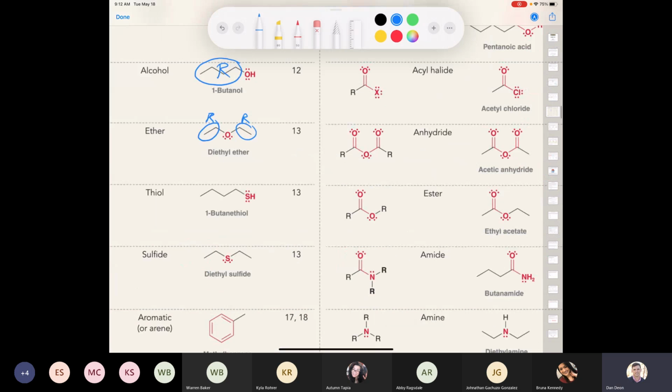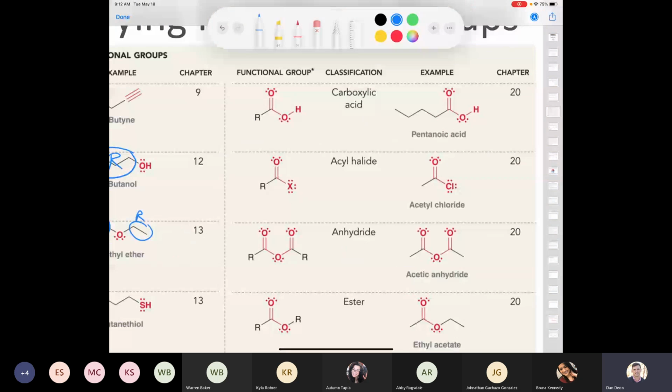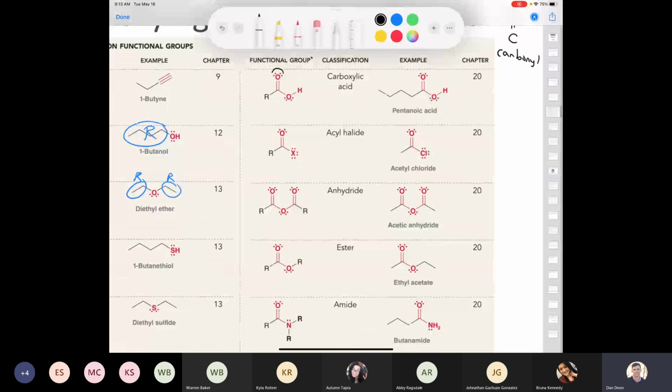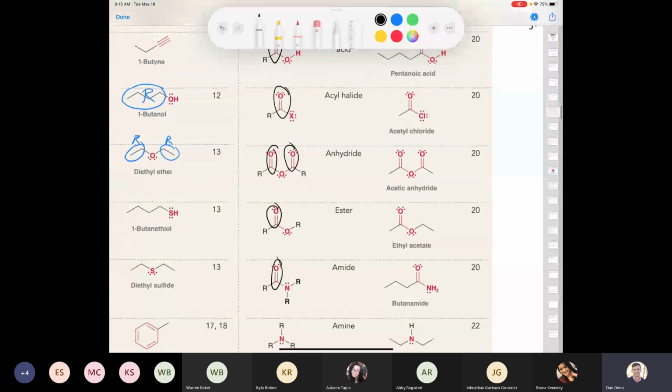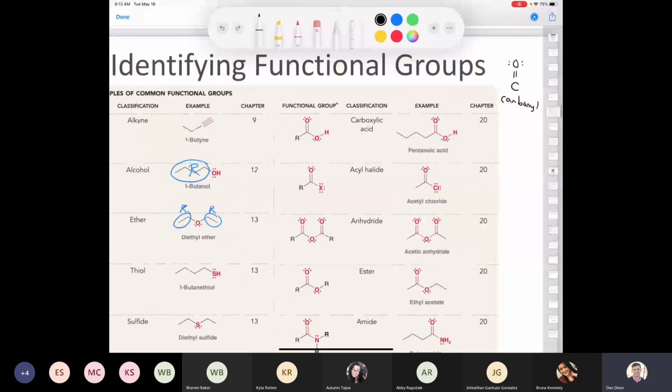What other functional groups do you need to know? The next one is called a carboxylic acid. Now, before I get into carboxylic acid, let me show you one thing. Whenever you have a carbon with a double bond to oxygen, we call that a carbonyl, okay? And the reason why the carbonyl is so special is because you have them in carboxylic acids, in acyl halides, in anhydrides, in esters, in amides, right? There are other functional groups that have carbonyls as well. So whenever you see a carbon with a double bond to oxygen, we call that a carbonyl.